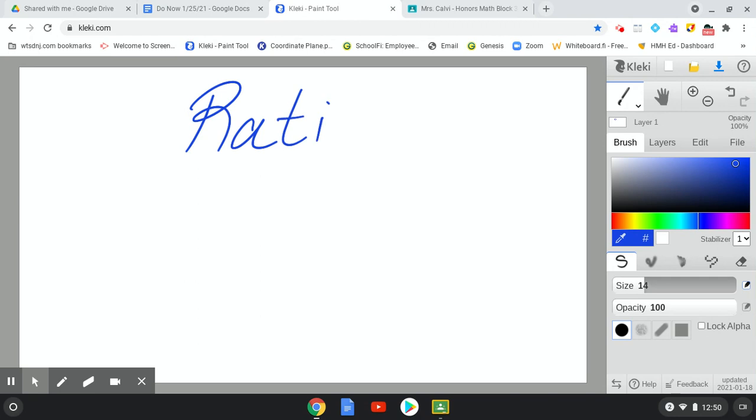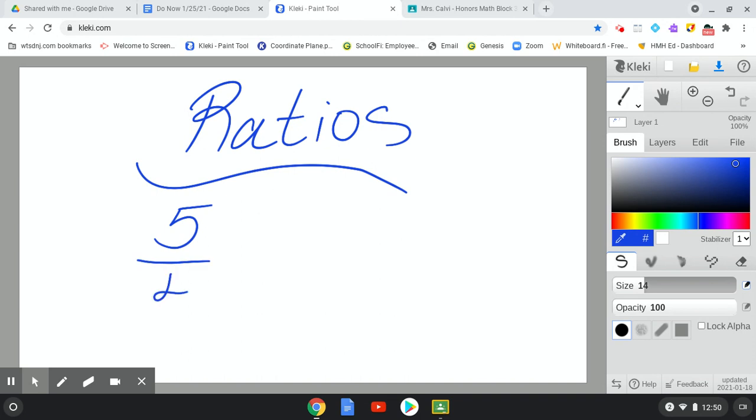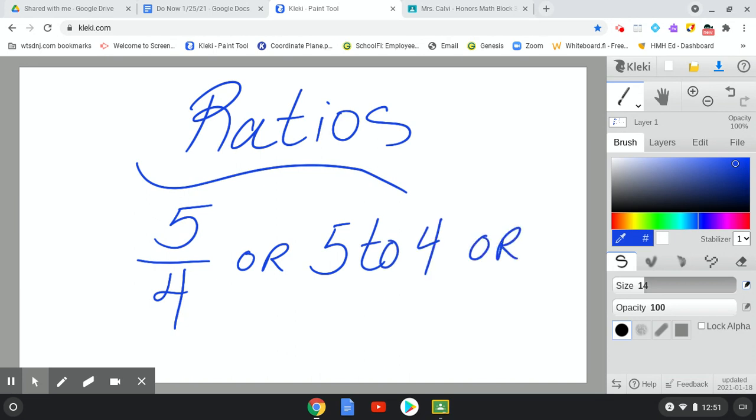So if we're talking ratios, we can write them three different ways. We can write them in fraction form. So we can have a ratio written as 5/4, or we can write it using the word "to," 5 to 4, or we can use a colon to represent a ratio, 5:4. All right, so these are the three different ways we can write a ratio.